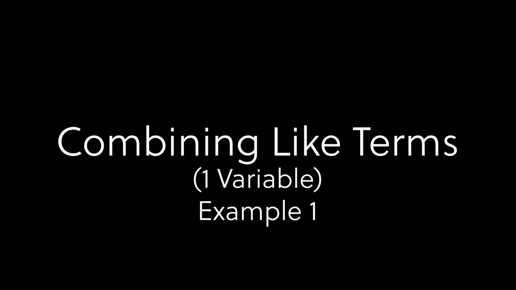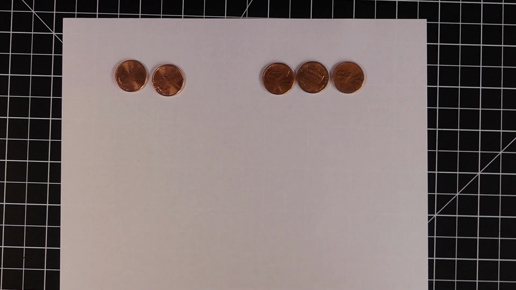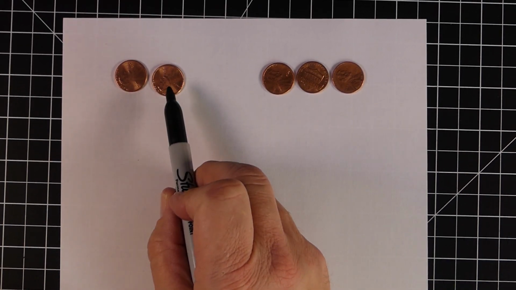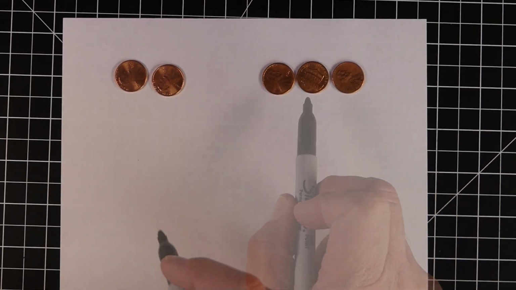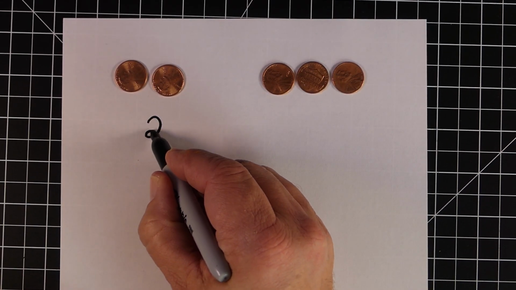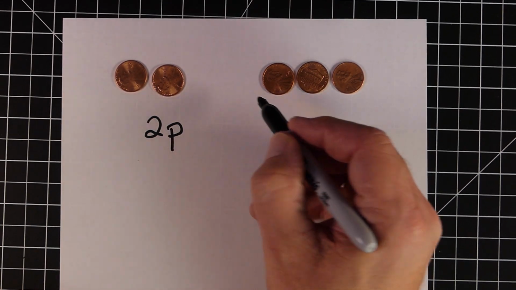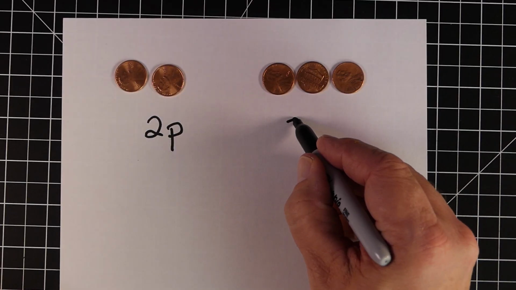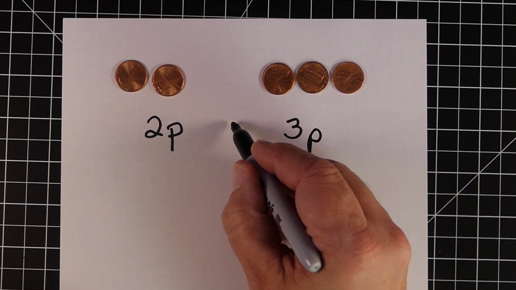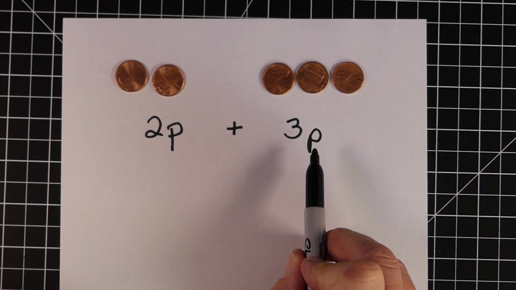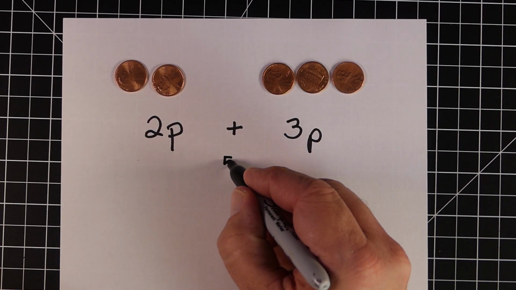In this video, we're looking at combining like terms. Now, when we're talking about a term, we're basically talking about something that has the same variable. So in this example, we're going to use some money, at least at first, to help us model this. You can see I have a pile of 2 pennies and 3 pennies. So I'm going to write this with a variable. I'm going to make the left side 2p and the right side 3p.